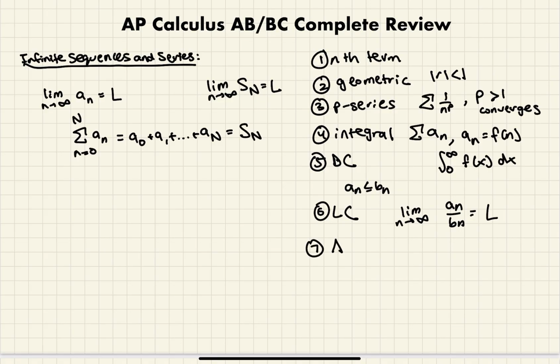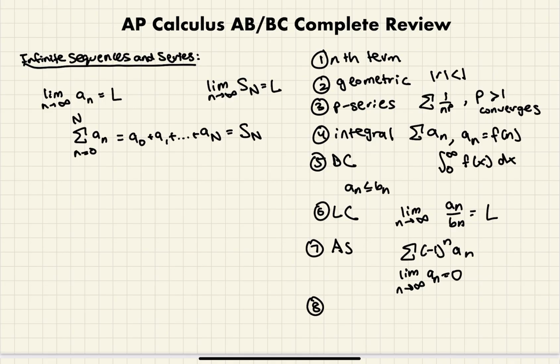Seventh test is the alternating series test. This only works for alternating series, where it's (-1)^n times a_n. So if it's something like 1 minus 1/2 plus 1/4 and so on, if it alternates the sign, then if a_n is decreasing and the limit as n approaches infinity of a_n is equal to 0, then the series converges. Remember, it has to be both decreasing and the limit has to go to 0, then the series converges.